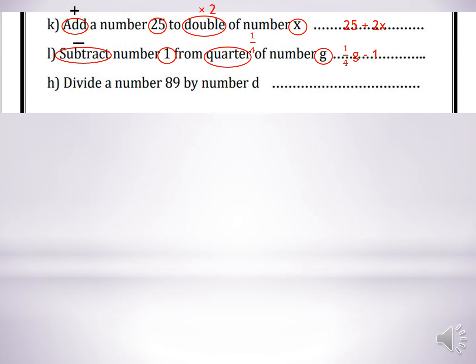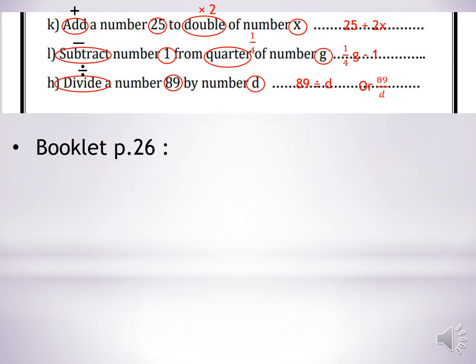Letter H, divide. This is the keyword for division. Number 89 by number d. So the answer will be 89 divided by d, or 89 over d.